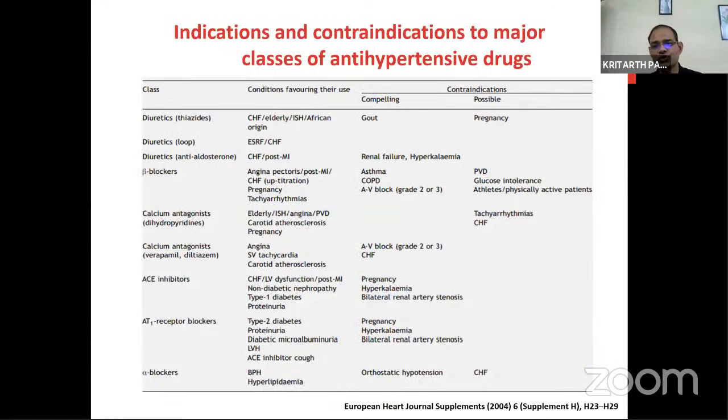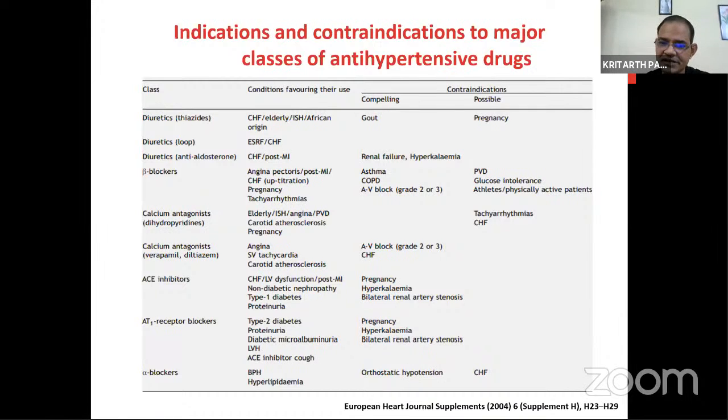Medication contraindications for specific conditions. We should check which medication should not be given in which condition, like diuretics. The compelling contraindication for diuretics is gout, which increases uric acid level, and possibly pregnancy. They are useful in heart failure, elderly patients, isolated systolic hypertension, and hypertensive patients of African origin. Loop diuretics are more important in end-stage renal failure and congestive heart failure.